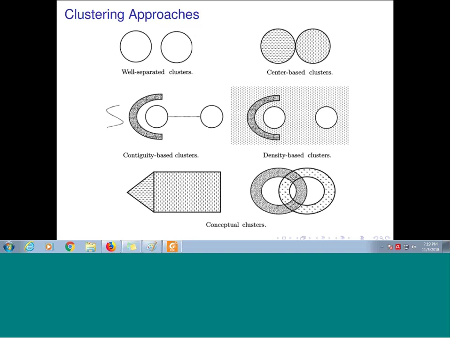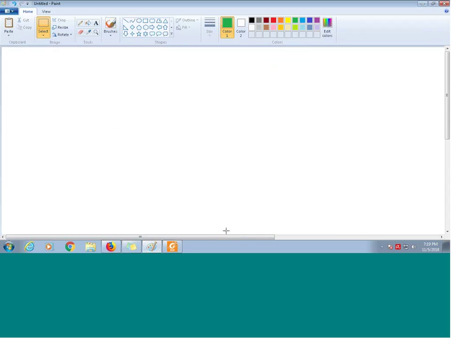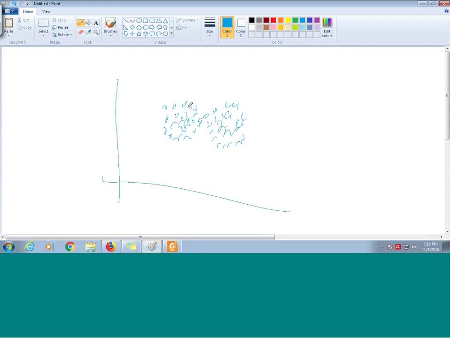You understand this? What is center based clustering? I wanted to say that if I give you the data items in this way, and I'm going to draw the same thing. These are the data items, and these are also data items, and I ask how many clusters are there?